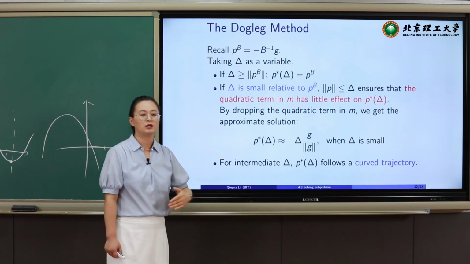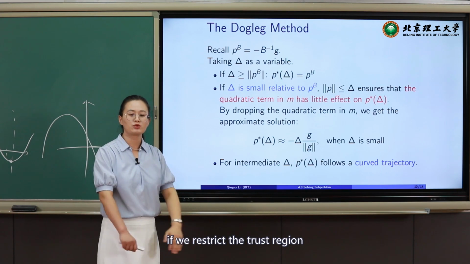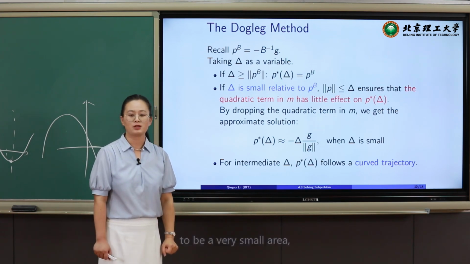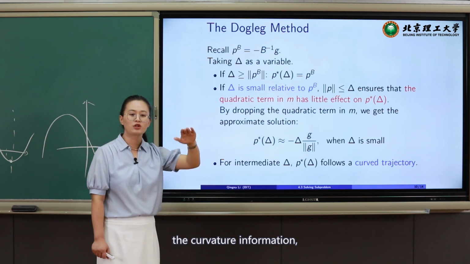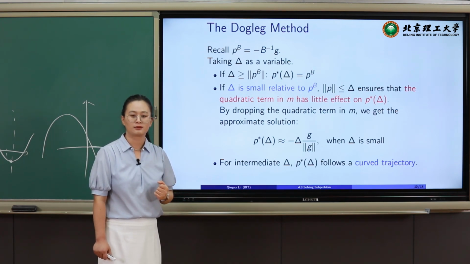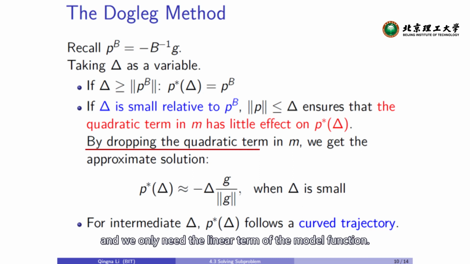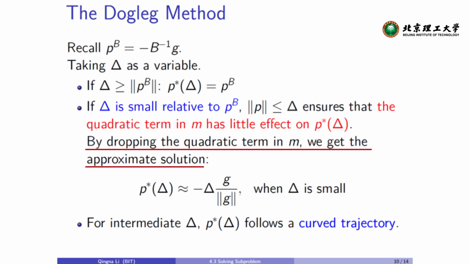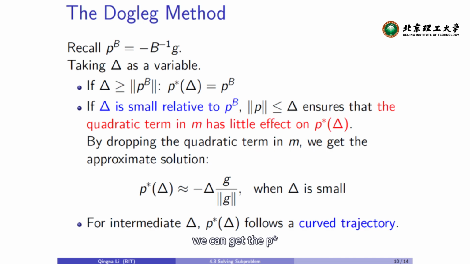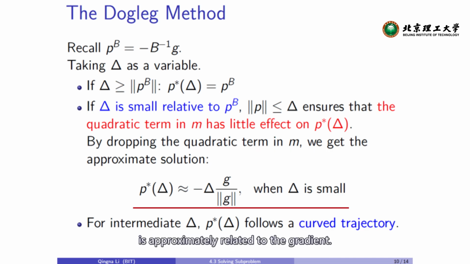In other words, if we restrict the trust region to be a very small area, then in this case, the curvature information we can neglect, okay? So we drop the second order information and we only need the linear term of the model function. In this case, we can get that P star is approximately related to the gradient, okay? In other words, when the radius is very small, we just use the linear approximation for the model function.